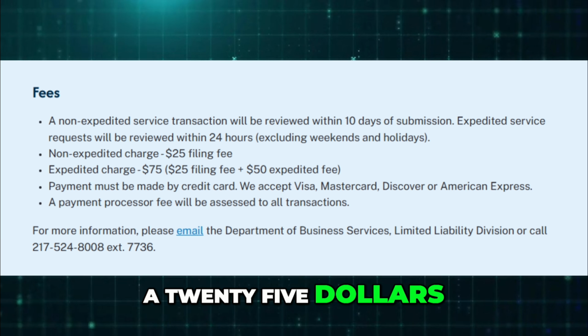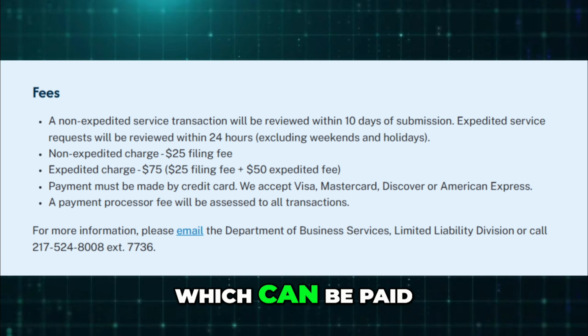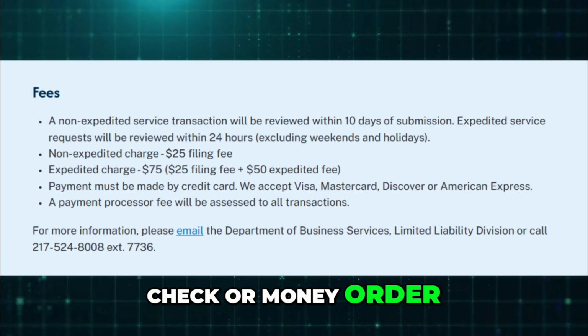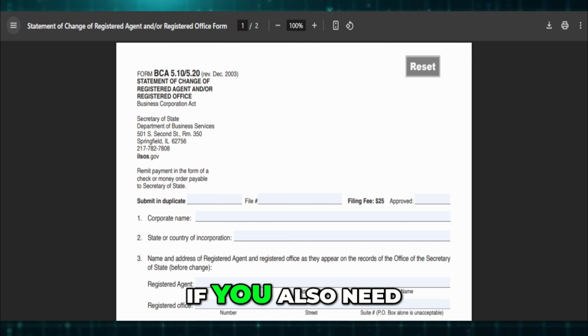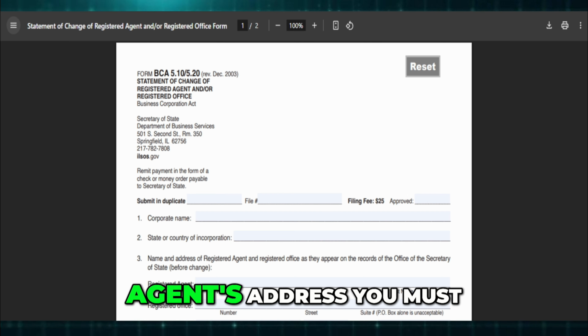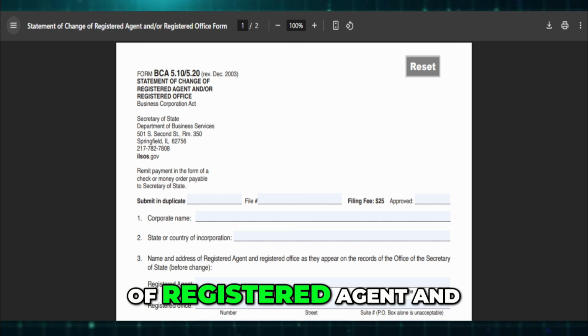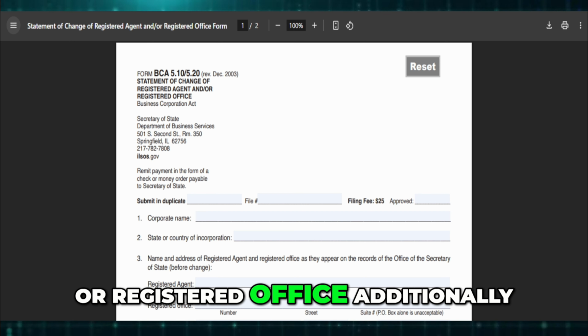A $25 filing fee is required, which can be paid by credit or debit card online, or by check or money order if mailing the form. If you also need to update your registered agent's address, you must file a separate form titled Statement of Change of Registered Agent and/or Registered Office.